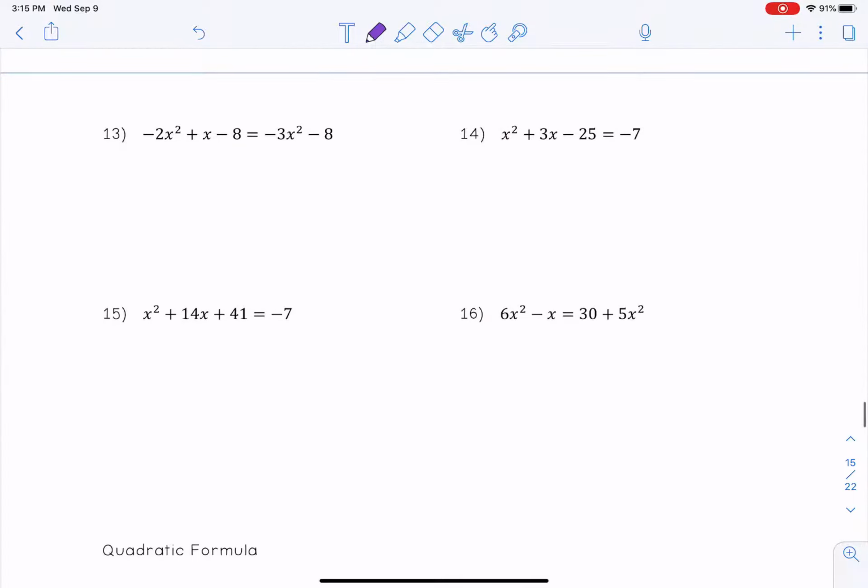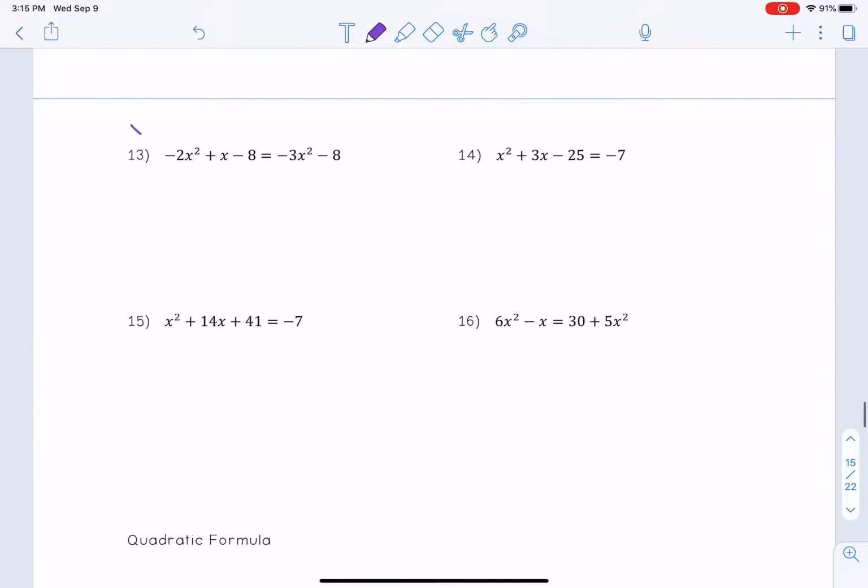On these next problems, notice it's not set equal to 0. So we can make it set equal to 0, just like we did for factoring, by adding 3x squared to both sides and adding 8 to both sides. So we get x squared plus x equals 0. And then you're going to graph it.